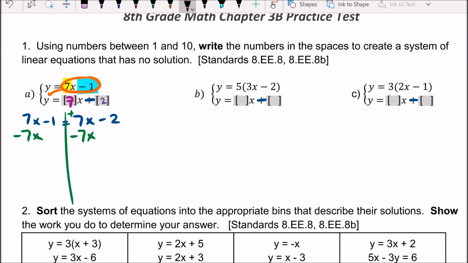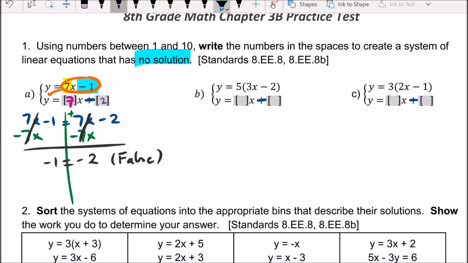So 7x cancels out with 7x. That is the goal. We pick 7 for the first number so that all the x's cancel each other out. That leaves us with -1 equals -2. And this is a false statement because -1 is not equal to -2. That is the reason why we pick 2 but not 1. If you put 1 in that place, you will have a true statement, which means many solutions, and we don't want that. They ask you for no solution. So false statement, no solution.